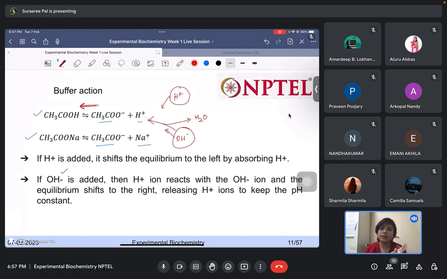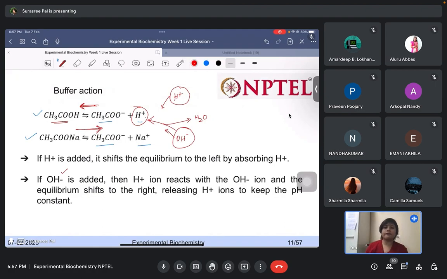So in this system the equilibrium will be shifted towards the right by releasing more and more protons, right? So the equilibrium in this case will be shifted to the right, so that this acetic acid will release more and more proton ions, so that again the hydrogen ion concentration or the proton concentration in the solution can remain fixed and there is no change in pH, right?